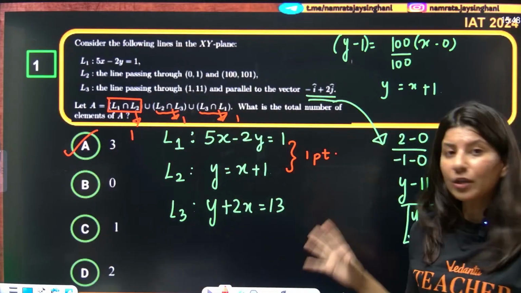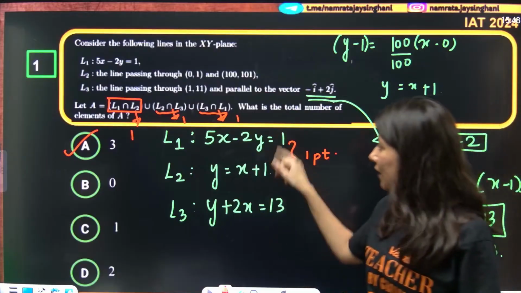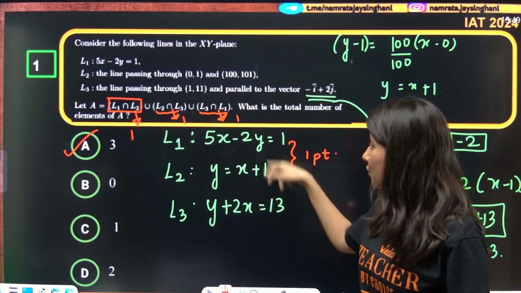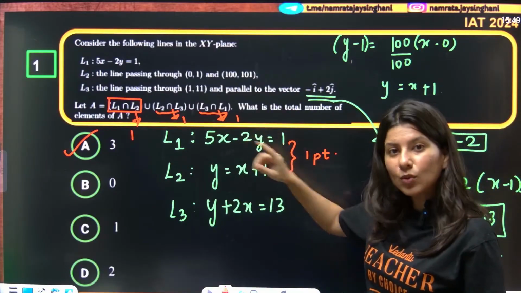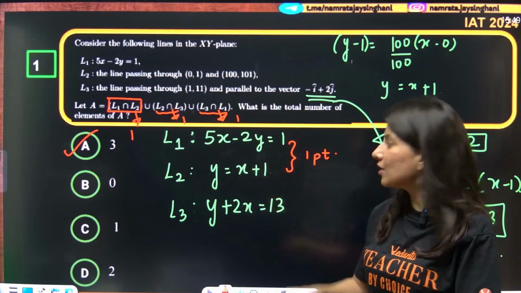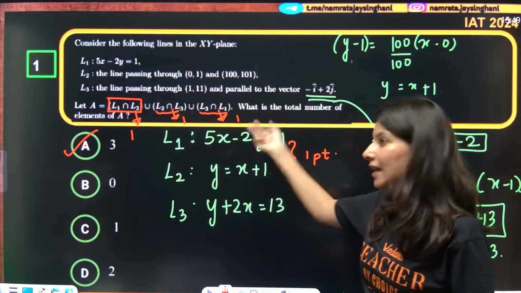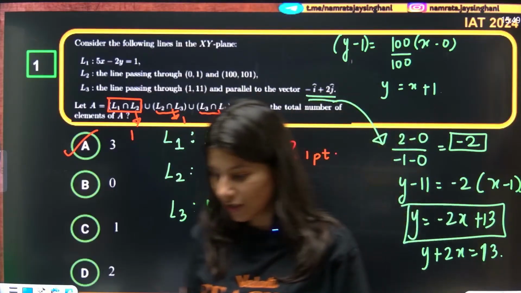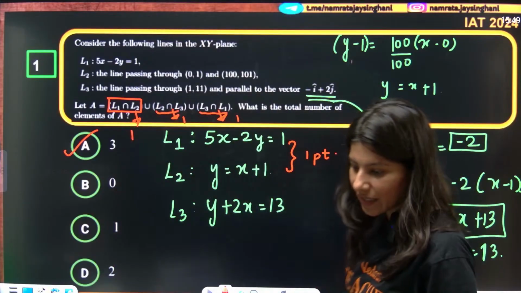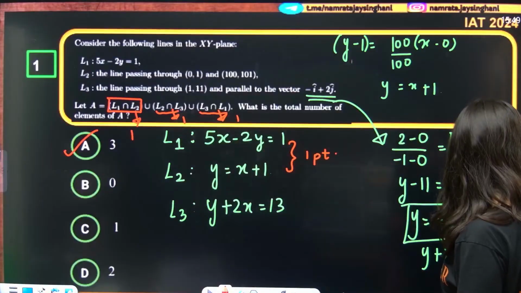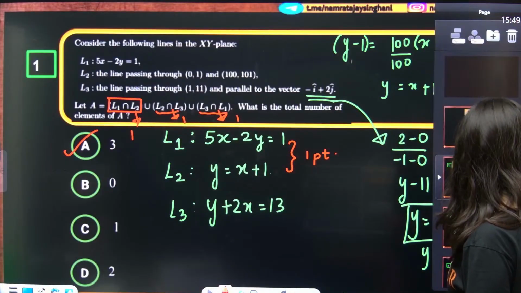Make sure that the points of intersection are distinct. So you calculate the point of intersection of L1 and L2, which will be a different point. Then L2 and L3 have another different point of intersection. L3 and L1 will have the third point of intersection. So 3 is the correct answer of this particular question. Shall we move on to the next problem? Good question. What do you think?